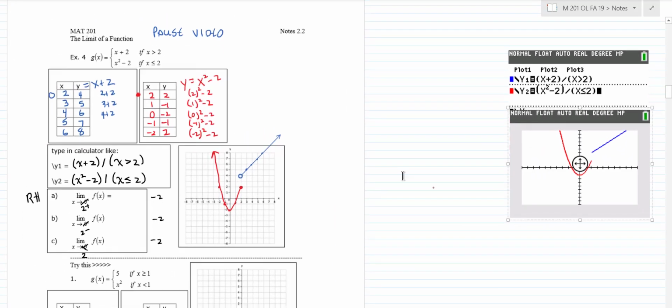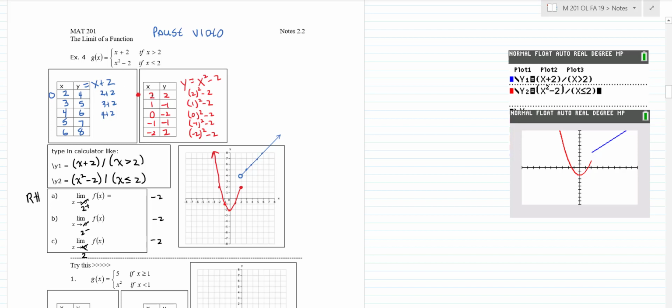First of all, make sure you got your graph right. Double check your table of values. This would be for x plus 2. That would be this line. There would be a bubble at 2, 4 because it's greater than 2. And this is your parabola, which would be the part that I have in red. You would use a solid dot at 2 like that.